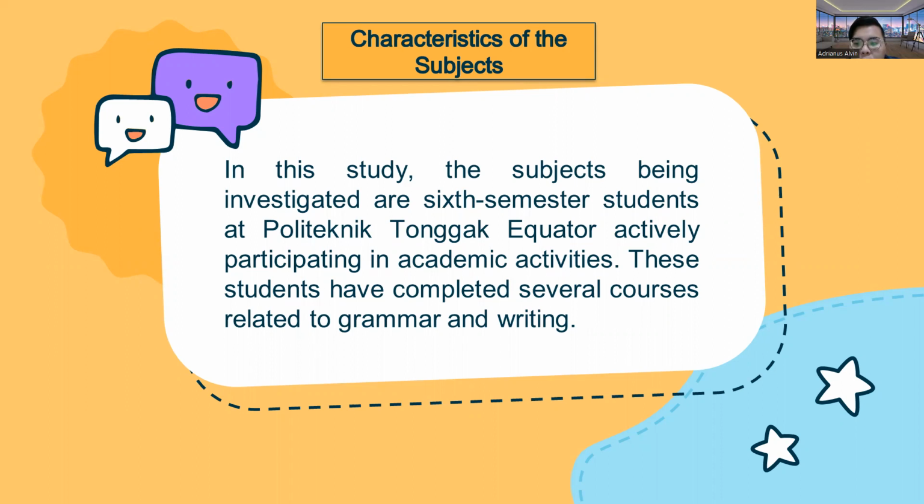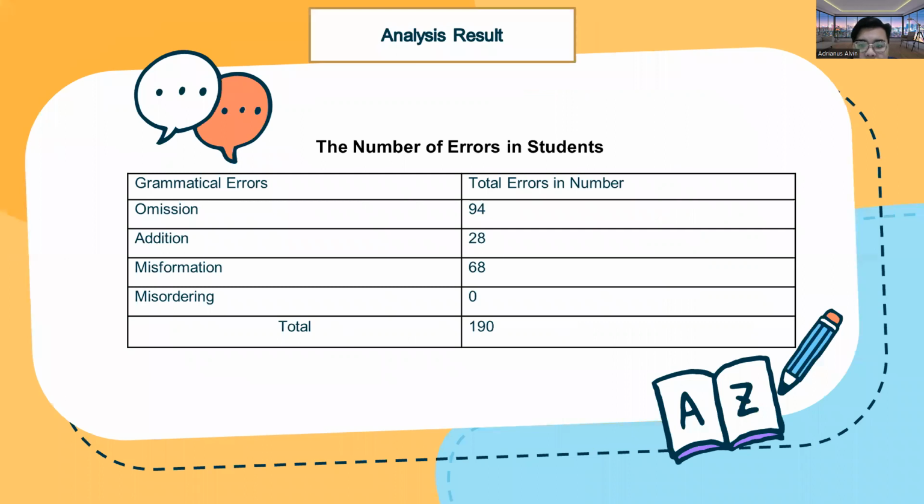After obtaining the response data from one of the lecturers teaching at the campus, the author analyzed it in detail for the study. For analysis, the writer analyzed the grammatical errors in descriptive texts written by 25 students in their 6th semester. The errors found were analyzed using the surface strategy taxonomy proposed by James 2013, and the errors were classified into four types: omission, addition, misformation, and misordering.